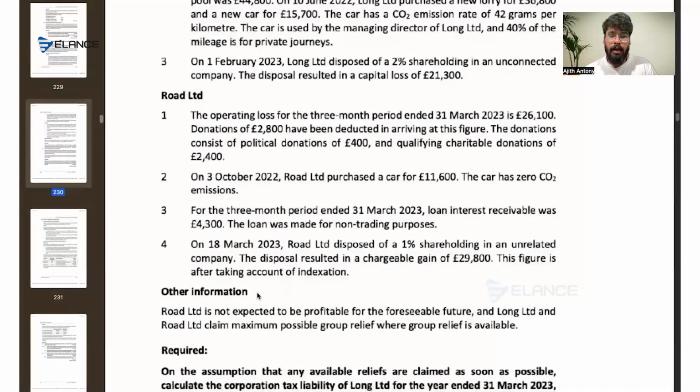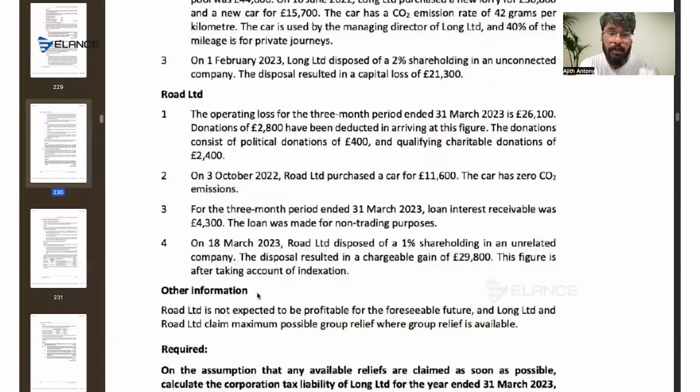And look at the last adjustment. On 18th March 2023, Rod Limited disposed of a 1% shareholding in an unrelated company. The disposal resulted in a chargeable gain of 29,800. This figure is after taking indexation. So in this 3-month accounting period, Rod Limited has a chargeable gain of 29,800. So directly we can take that 29,800.